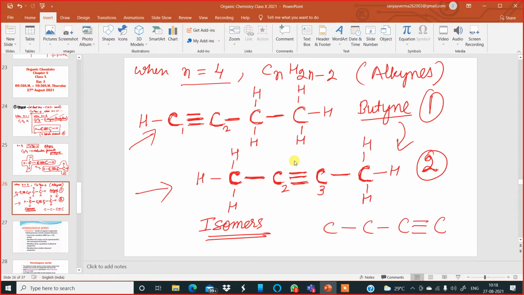It is possible to branch them as well. Does the alkyne propyne show isomerism? Propyne will not show isomerism.